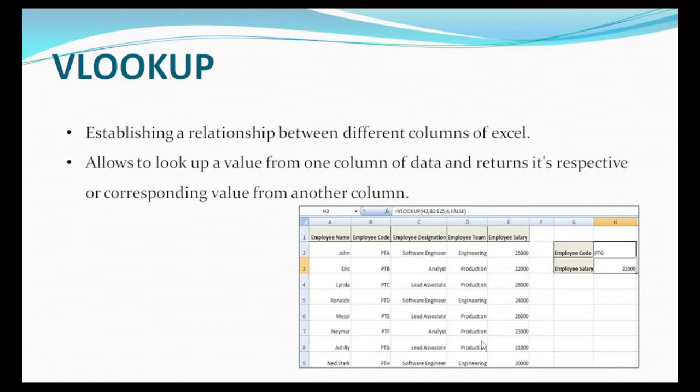The VLOOKUP function establishes a relationship between different columns of Excel. So you have different columns and there is a relationship built between these columns. It will allow you to look up a value in one column and return its respective value in another column. For example, you have this employee code PTG. It will check this column and the corresponding salary for that PTG will be displayed here.